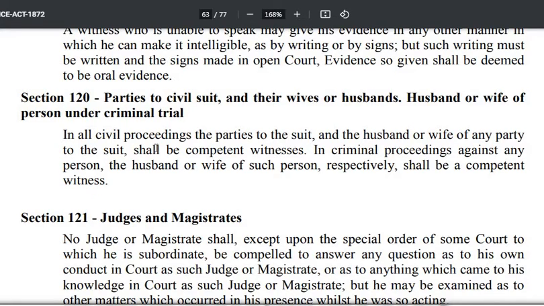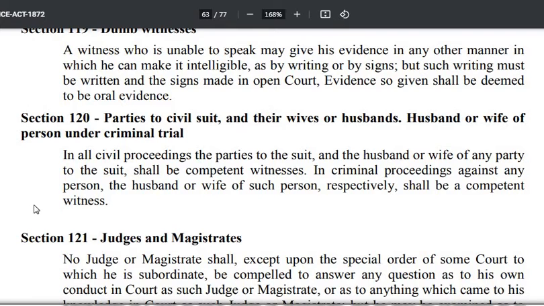So read it. In all civil proceedings, the parties to the suit and the husband or wife of any party to the suit shall be competent witness. In criminal proceedings against any person, the husband or wife of such person respectively shall be a competent witness. So that is just a declaration that the husband and wife can be competent witnesses. Now you will see, अगर ये नहीं भी लिखते, then as per section 118, if the husband or wife is capable of understanding the question and giving rational answers, then one would be a competent witness.